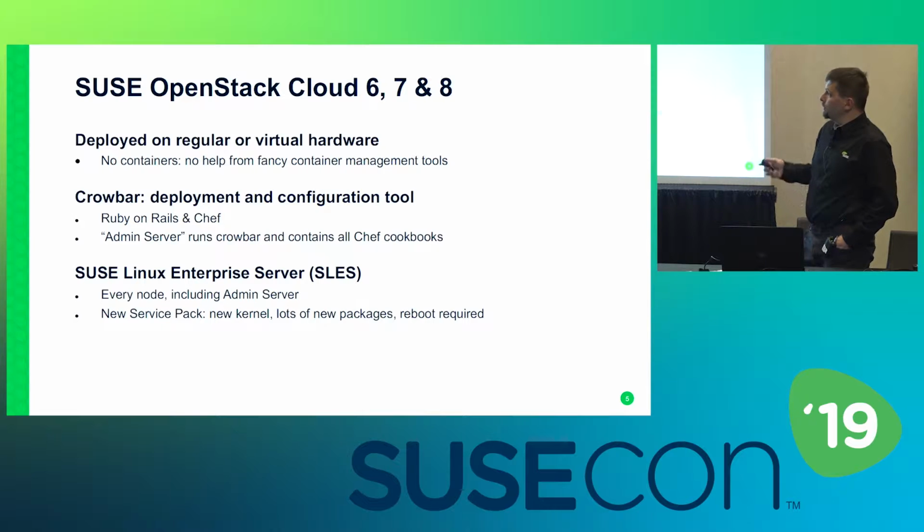Our cloud distribution is using Crowbar as the deployment and configuration tool. That is basically a Ruby on Rails application that runs on a dedicated server and uses Chef to distribute the configuration to your cloud nodes. So there is this admin server that is running the Crowbar application and contains the Chef cookbooks that all the nodes are using. And obviously everything runs on SUSE Linux Enterprise Server, every node including the admin server.